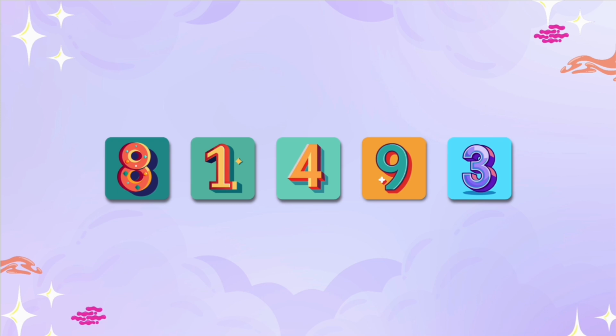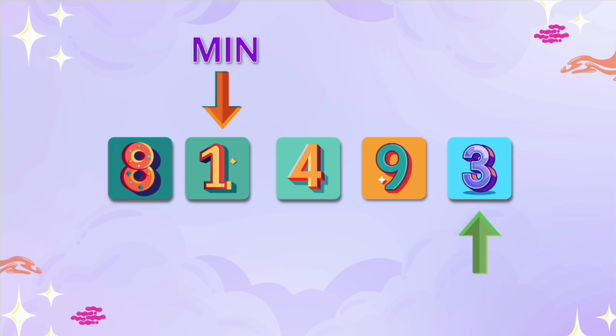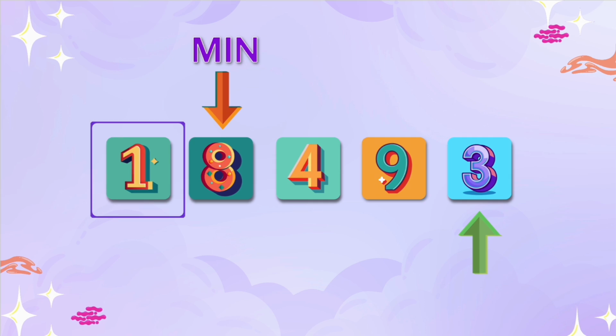To do this, we start by assuming the first element is the minimum. We then compare the rest of the elements with the first one, which is 8. In the first comparison, we find that 1 is less than 8, so we mark 1 as the new minimum. We continue checking the remaining elements to see if there is a number smaller than 1. Since there isn't, we swap 1 with 8, placing the minimum value in the first position of the array.